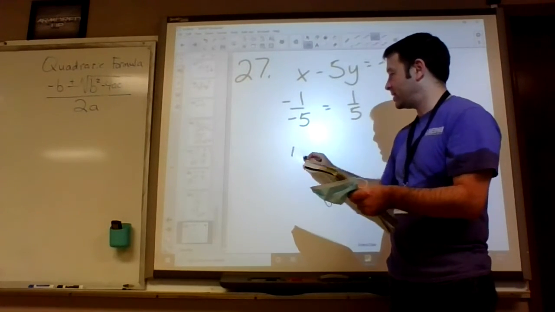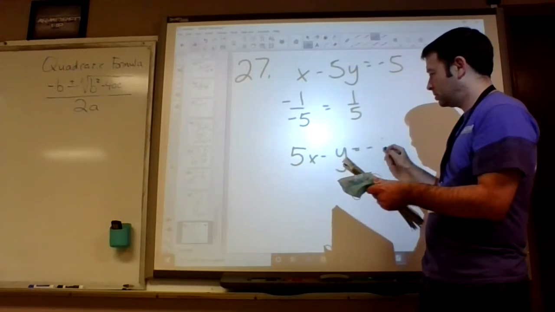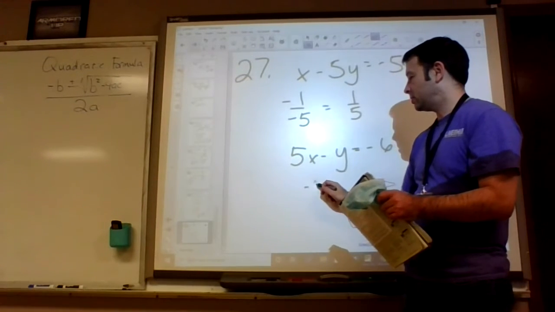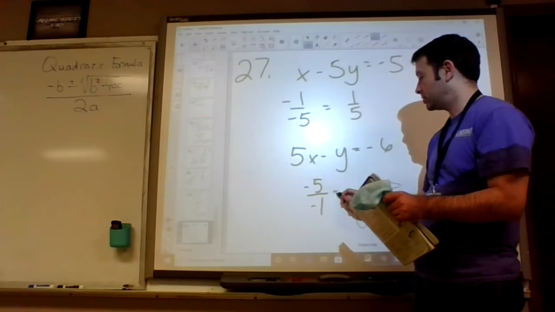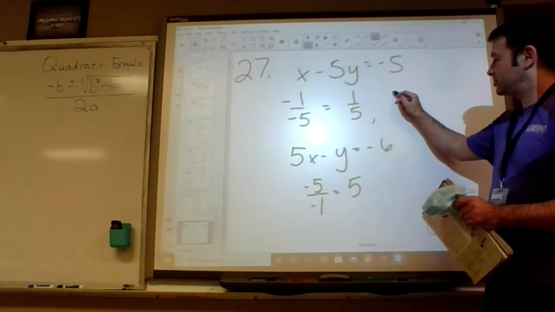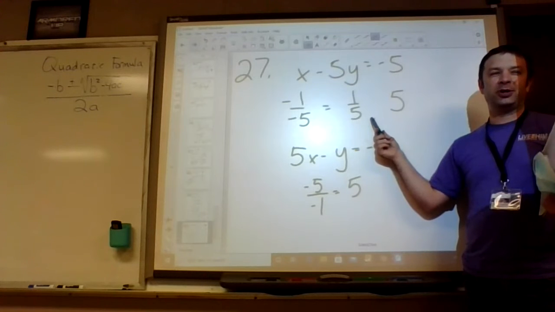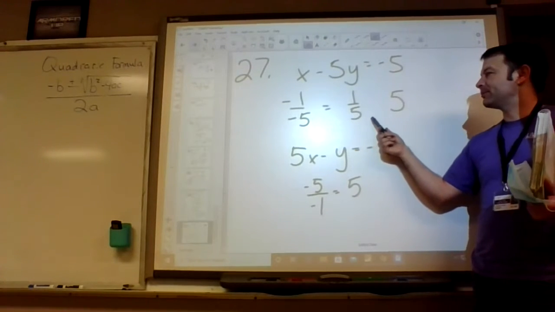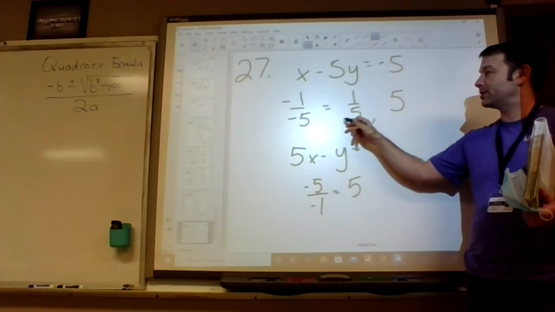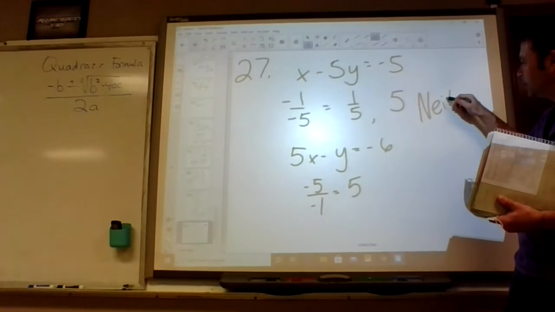The bottom line has this equation. What's this slope? Negative 5 over negative 1, which is 5. So here are our two slopes, 1/5 and 5. Are they parallel, perpendicular, or neither? Neither, because the 5 is not a negative. It's kind of a trick question. If the 5 was negative or the 1/5 was negative, they would have been perpendicular. But it's not, so this would be neither.